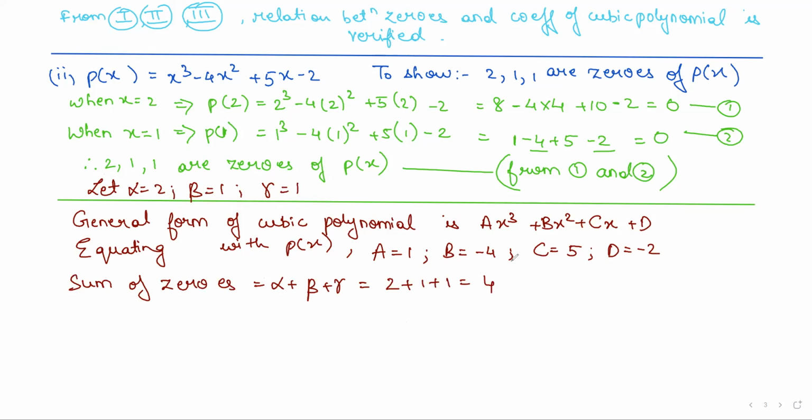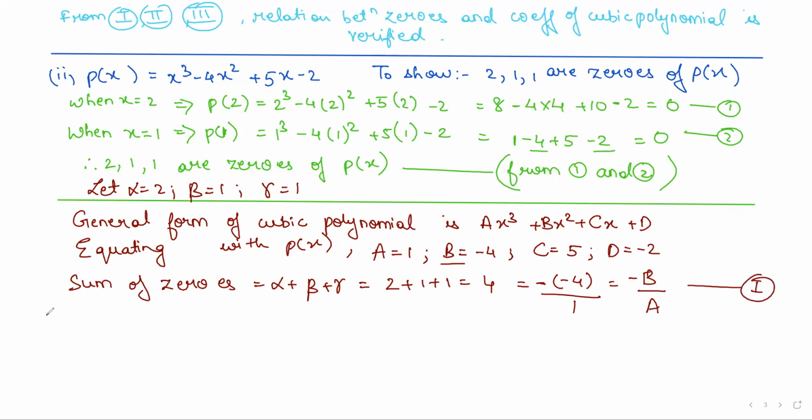In this form, this 4 can be written as minus of minus 4 divided by 1. Now this minus 4 is b. So it is minus b upon a, which is your RHS. So this is your equation 1.